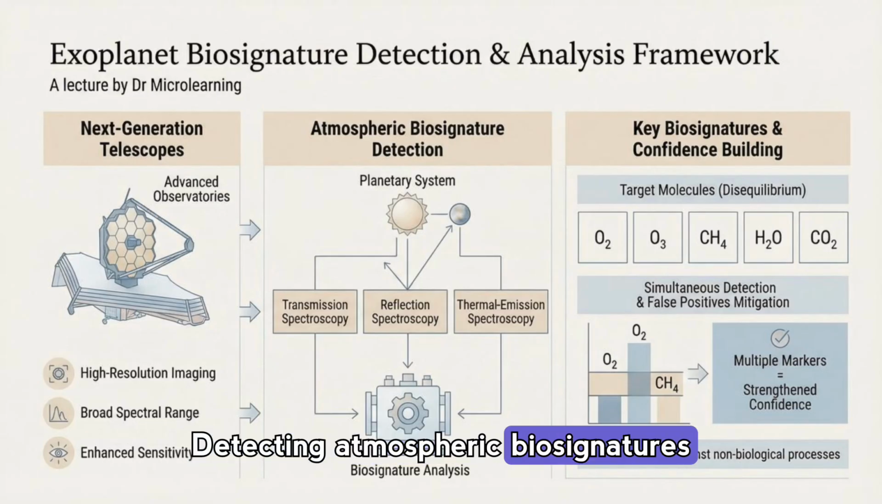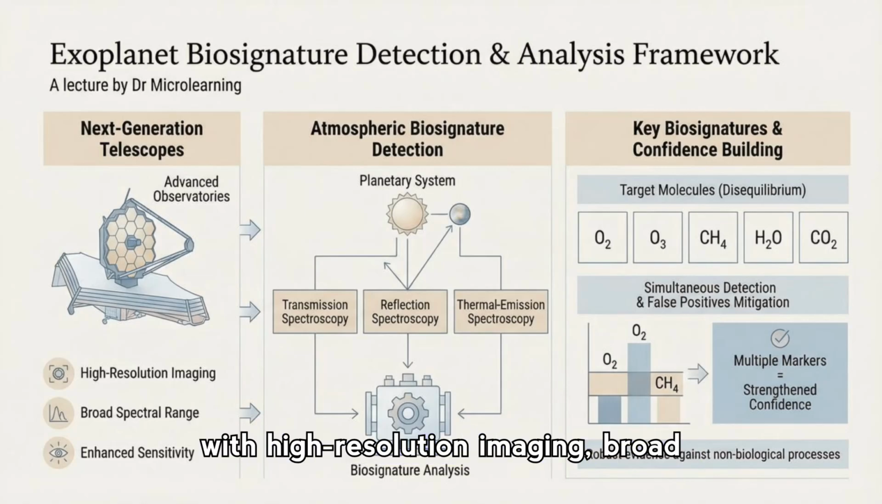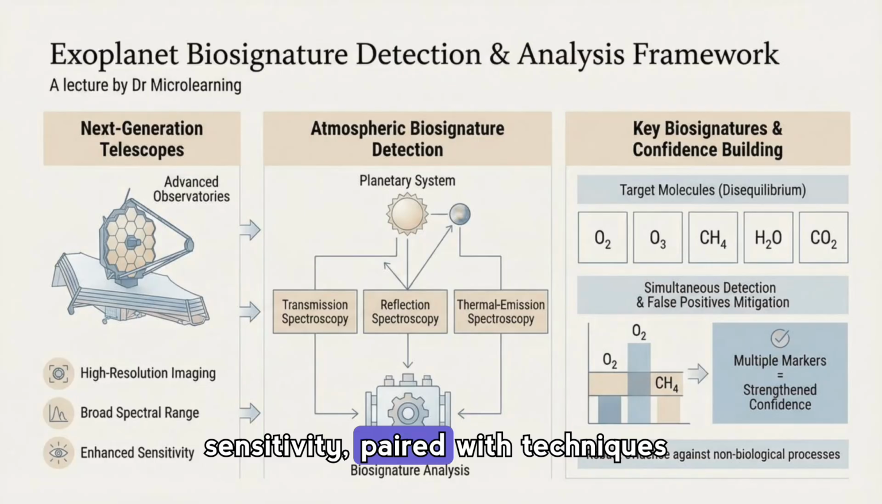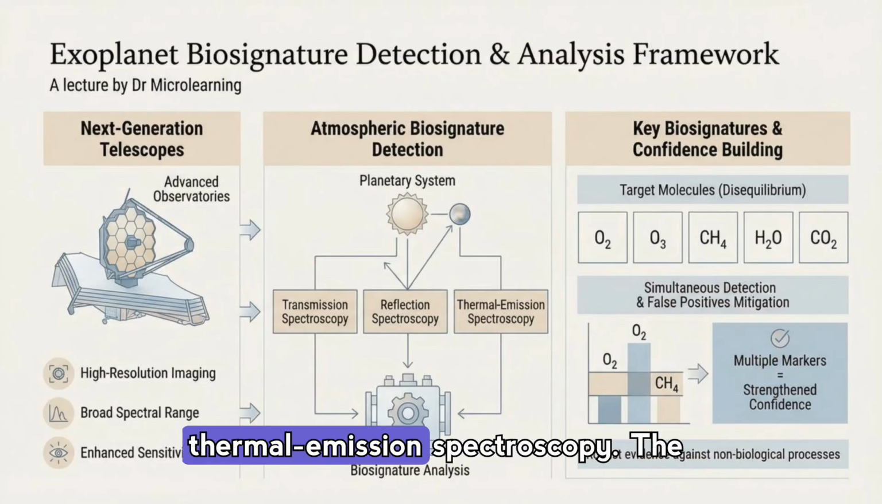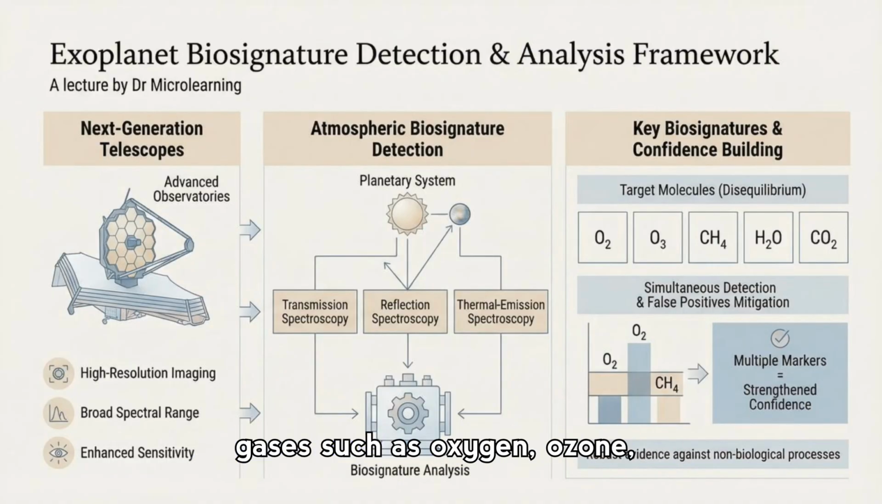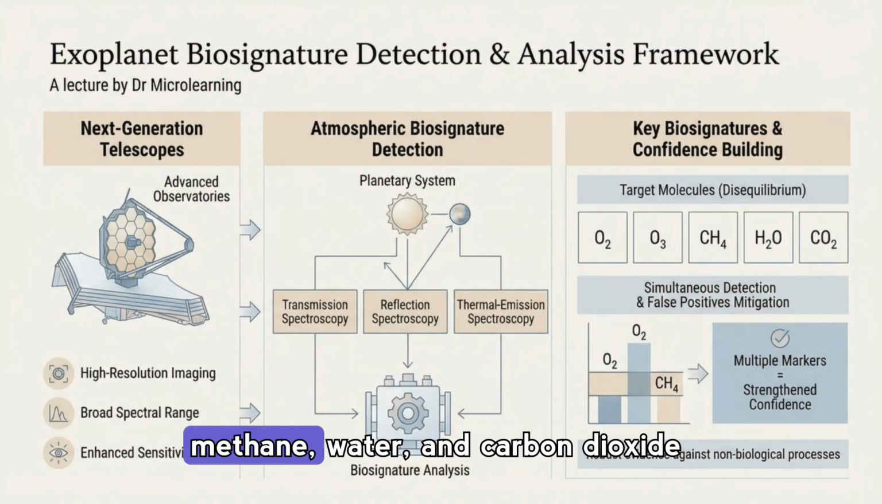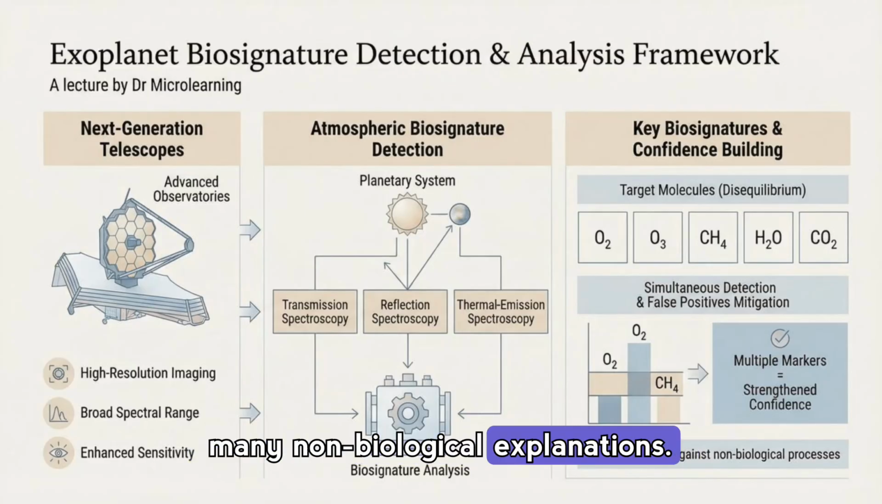Detecting atmospheric biosignatures requires next-generation telescopes with high-resolution imaging, broad spectral coverage, and enhanced sensitivity, paired with techniques like transmission, reflection, and thermal emission spectroscopy. The framework shown here stresses that simultaneous detection of multiple gases such as oxygen, ozone, methane, water, and carbon dioxide strengthens confidence by ruling out many non-biological explanations.